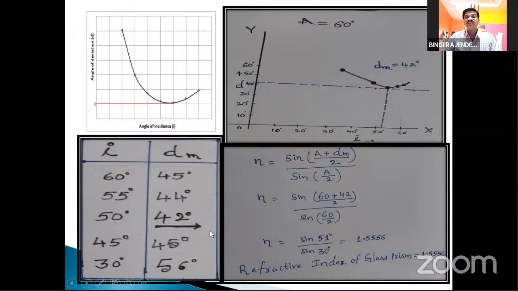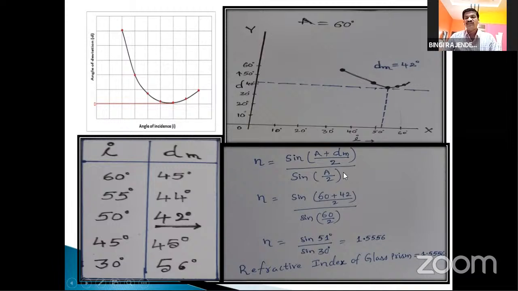Which is the minimum value? That is 42. Where the deviation decreases and after that increases, that least value is considered the minimum angle of deviation. So that is 42 degrees. For this minimum point in the graph, we draw a line parallel to the x-axis and also a line parallel to the y-axis. So we get the minimum deviation value as 42 degrees.